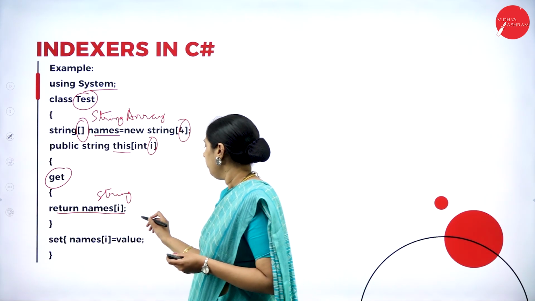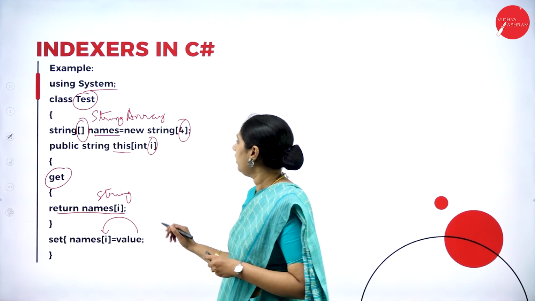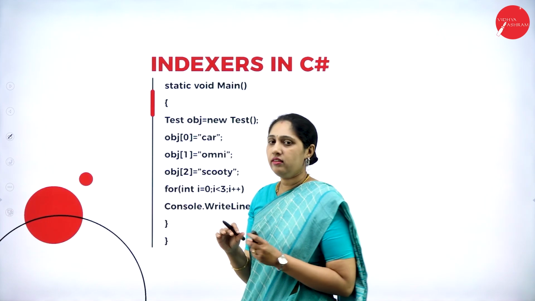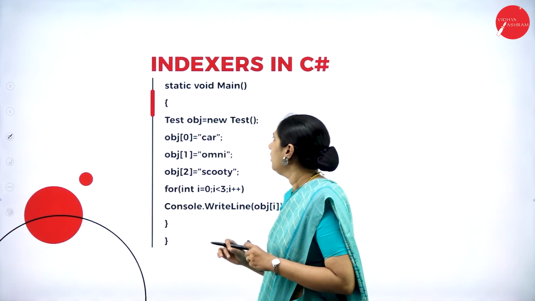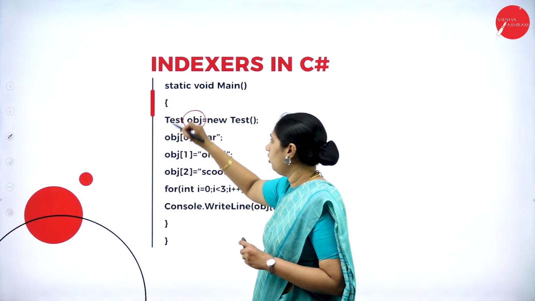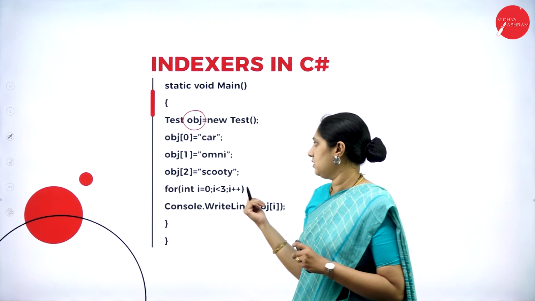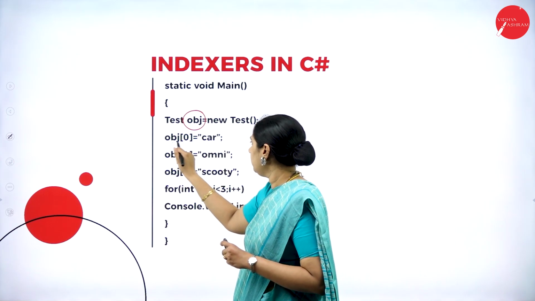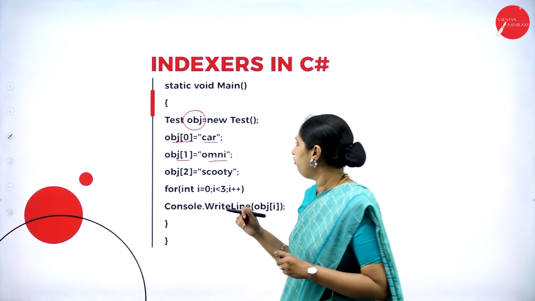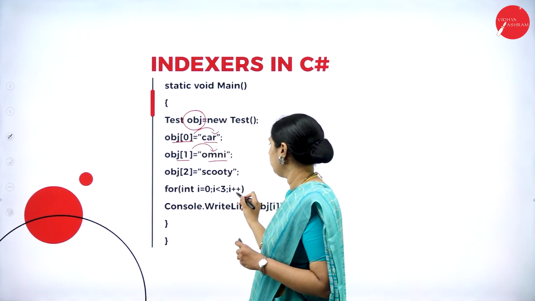How will we assign? We'll assign the value for names of I. What is I? We have already declared it is integer. So I will give you the index. Then in the main function, we'll create an object of type Test. Test is what? It is a class. Next, at each index we'll assign a string. So first index I'll assign car, next omni, next scooty.